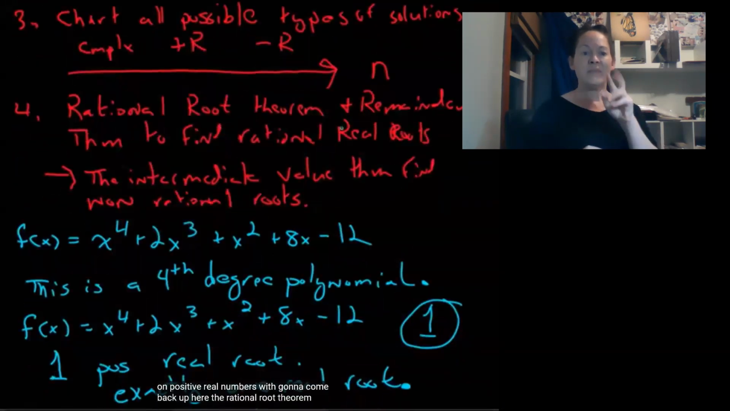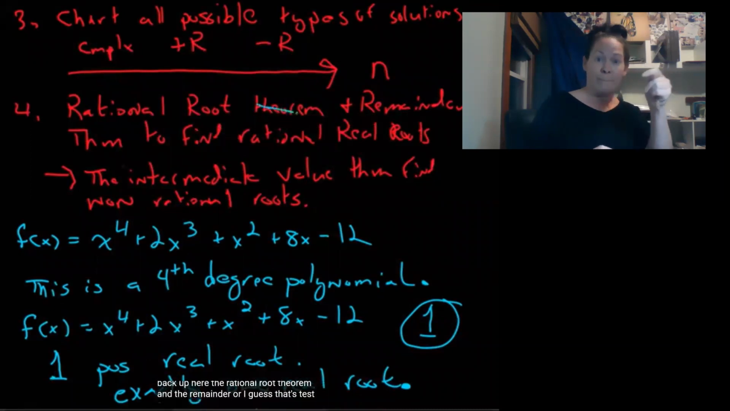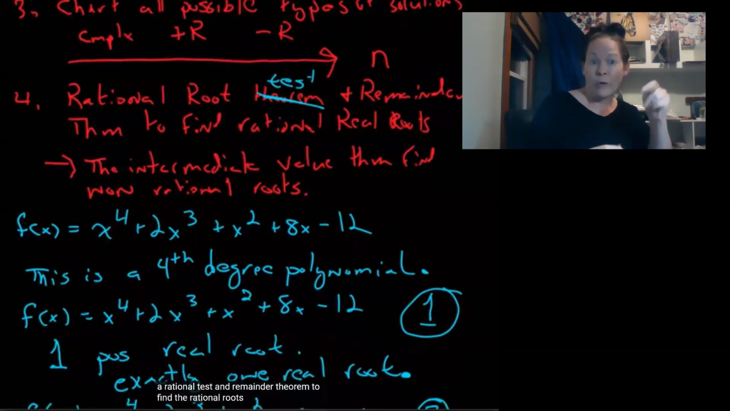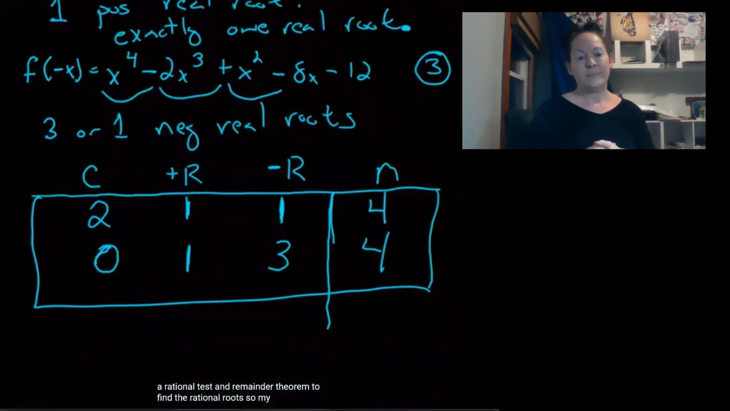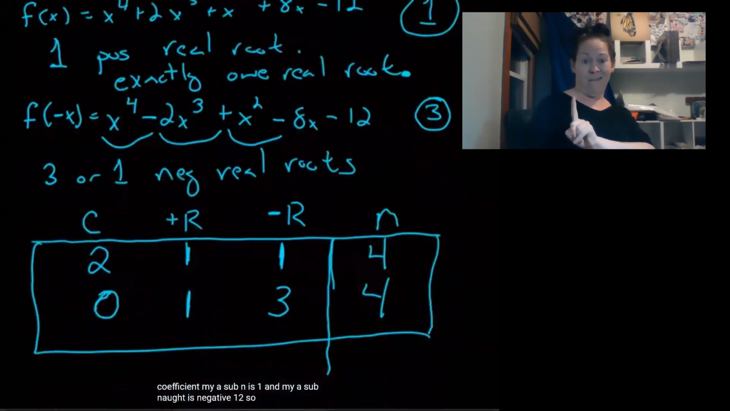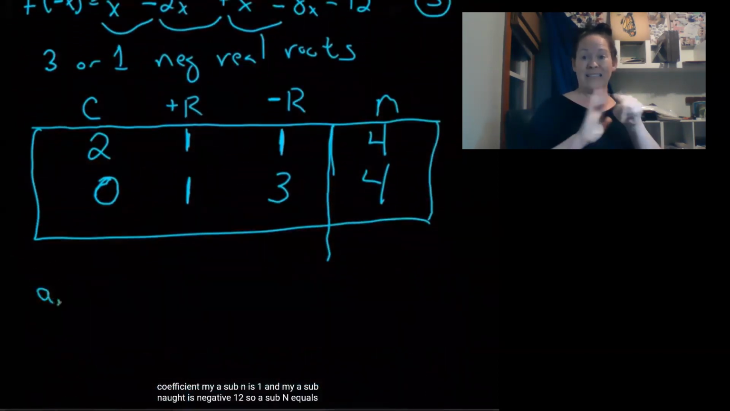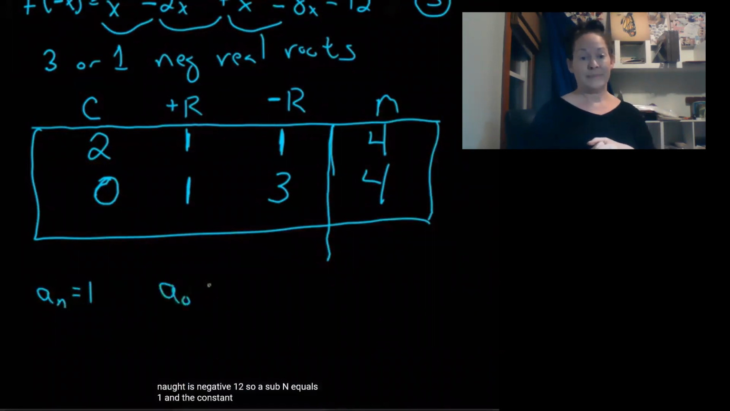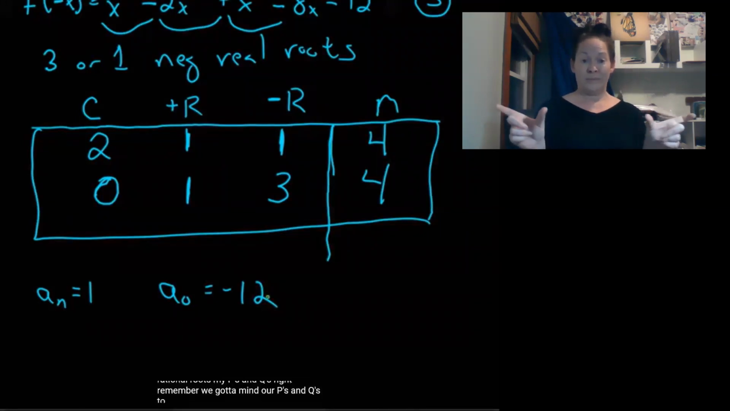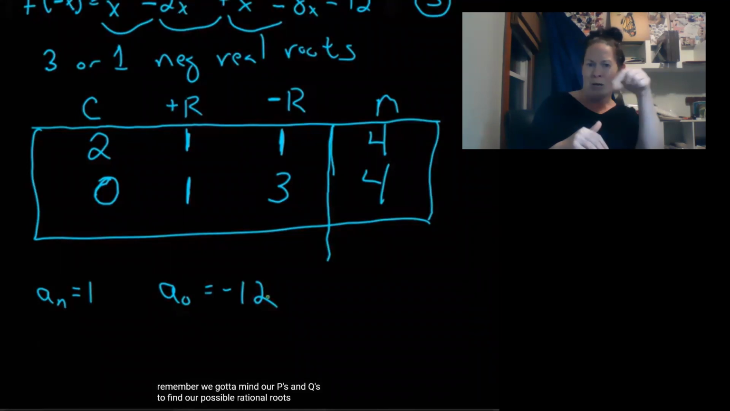So I'm going to focus on positive real numbers. I'm going to come back up here to the rational root theorem and the remainder, or I guess that's test, right? Rational root test and remainder theorem to find the rational roots. So my leading coefficient, my a sub n is 1, and my a sub naught is negative 12. So a sub n equals 1, and the constant is negative 12. And so these are the things that make up my rational roots, my p's and q's, right? Remember, we got to mind our p's and q's to find our possible rational roots.